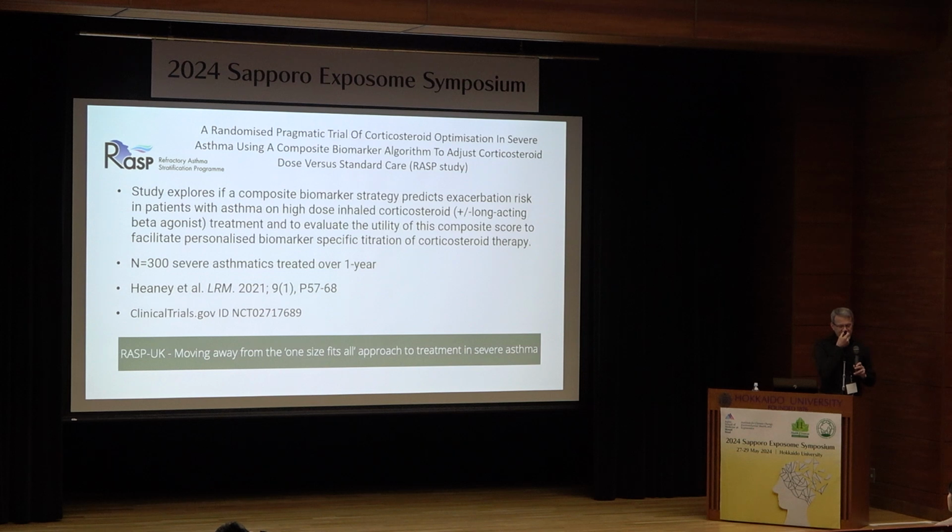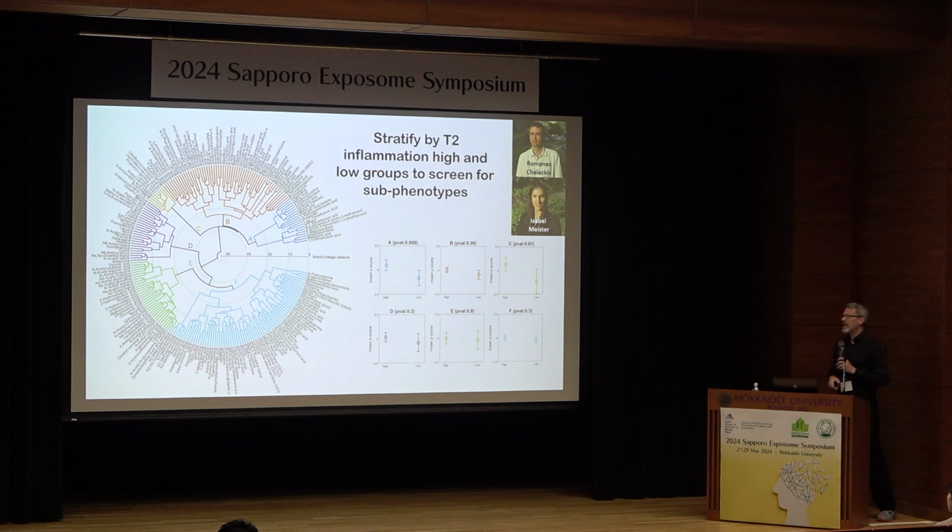So we moved to another study, which I don't have time to talk about in a lot of detail. This is called RASP, or Refractory Asthma Stratification Program. And this is a UK cohort that's designed to look at the utility of a biomarker-based approach to treating asthmatics. So based on specific asthma biomarkers, can they stratify people for specific therapeutic regimens? It's a very interesting study. But again, for the purposes of today, we're looking at the urinary metabolomics.